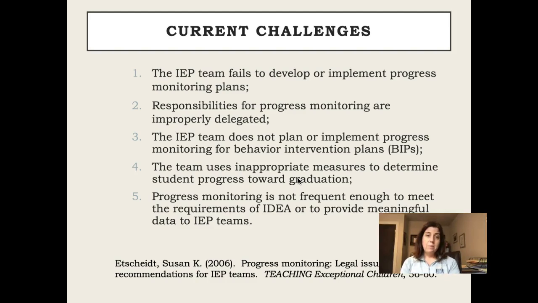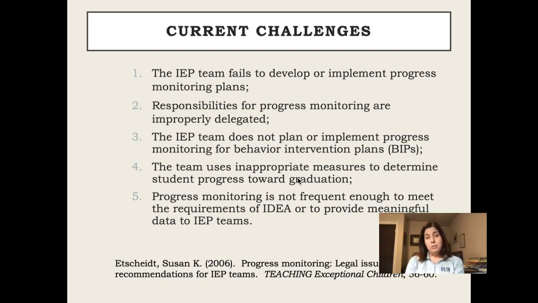So the first one is the IEP team may fail to develop or implement progress monitoring plans. So they may end up with amazing goals, but they may not ever talk about how the progress is going to be monitored. So it may be that the goal isn't specific enough. And remember we talked about the goal is going to be SMART, it's going to have an M, which is measurable. Perhaps that goal is not measurable, or perhaps the IEP team hasn't really talked about who's going to monitor the progress.